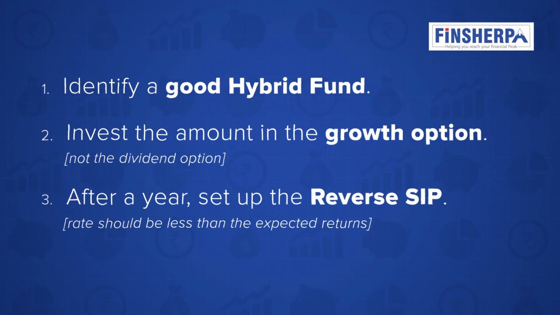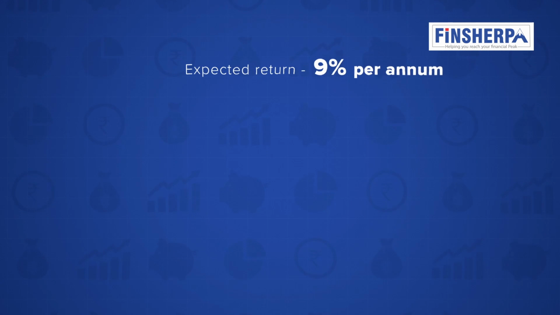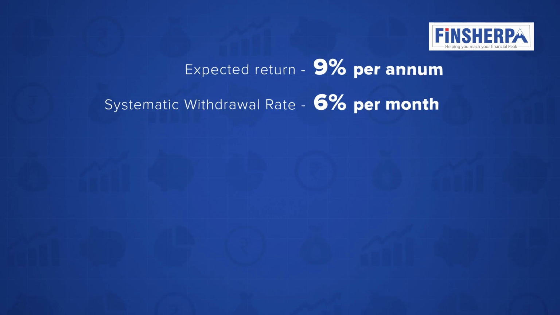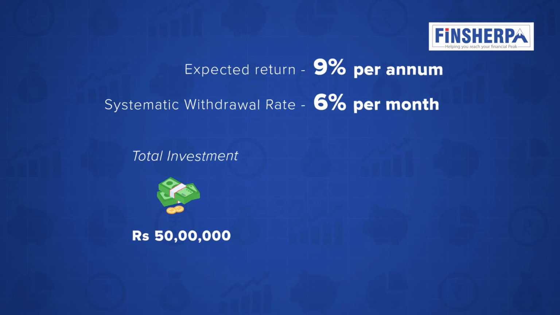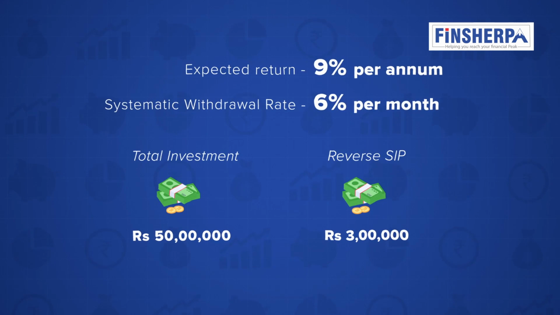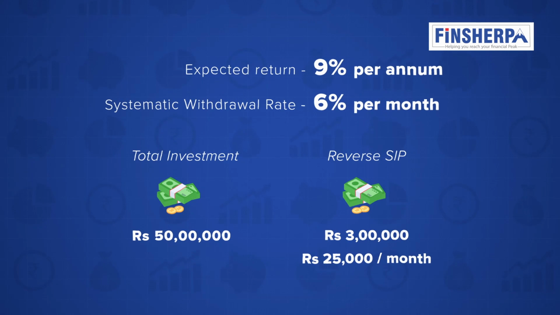The systematic withdrawal we would normally recommend is at a small discount to the rate we expect to earn. So in this case, if the rate that we are hoping he will get over a 5-year period on average would be 9%, then we would say he should draw about 6% as a monthly cash flow. So on 50 lakh, 6% works out to around 3 lakhs. And on a monthly basis, that works out to 25,000 rupees per month. And that's really the amount that he would get to draw month-on-month that will come back into his account.